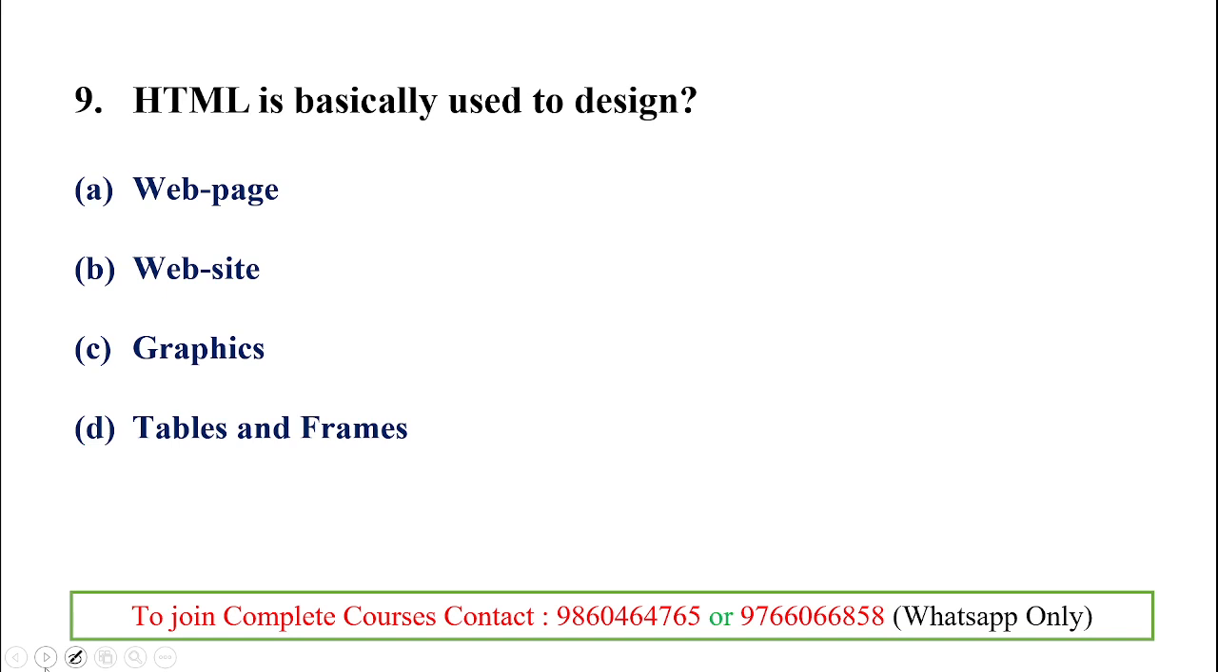And then HTML is basically used to design. Here is a question about HTML, and HTML means hypertext markup language. It is a markup language and it is used to design web pages. So that is the HTML full form, and it is basically used to design web pages.